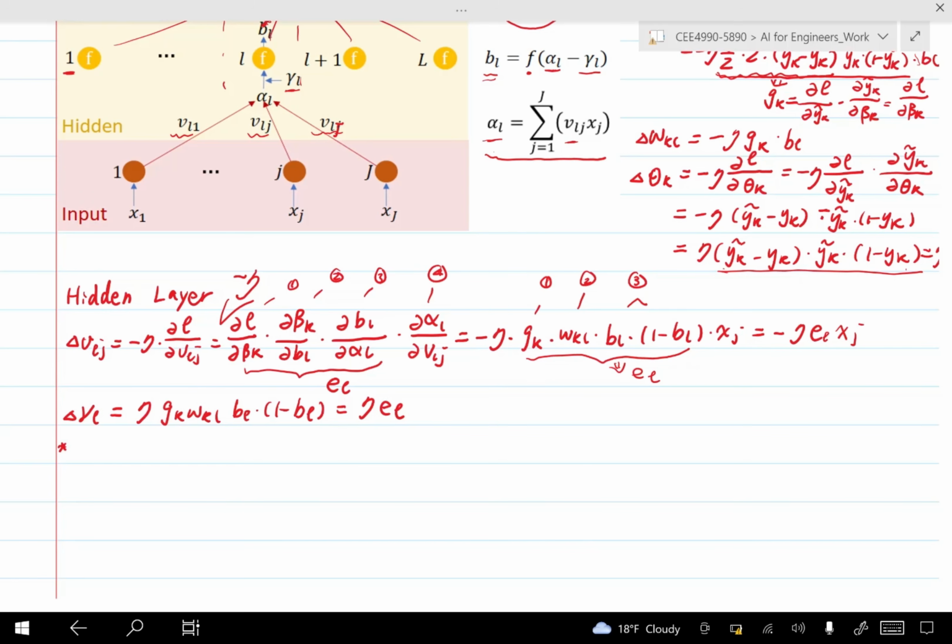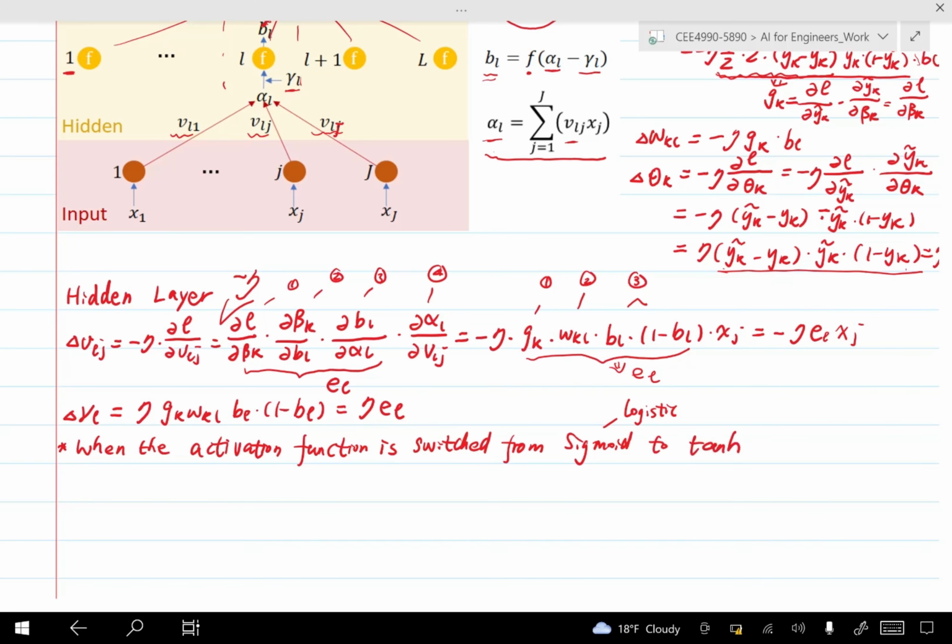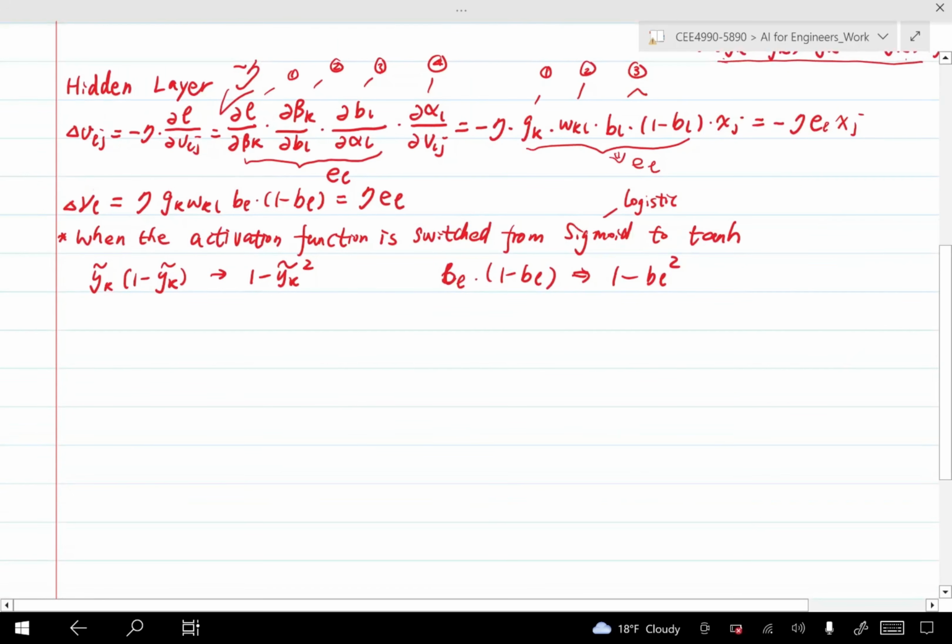Here I want to put down a note. That is when the activation function is switched from sigmoid, again that's the logistic function that we did before, to hyperbolic tangent, the quantity 1 minus y_k theta will become 1 minus y_k theta squared. If you change the sigmoid function, we learned this. Another term that's relevant to the derivative of the function is B_L times 1 minus B_L. That will also become 1 minus B_L squared. That is the backward pass.